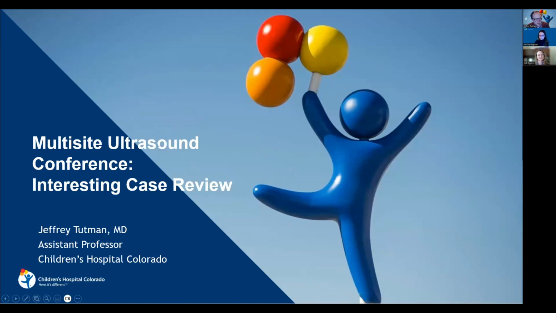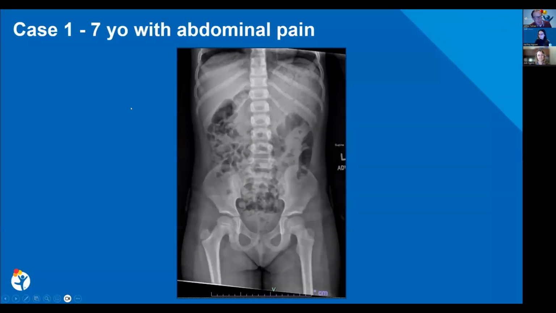This is going to be, I think, kind of a fun session. We don't really have an overarching topic, but we're just going to be showing some of our favorite, most interesting cases. Some of this will just be show and tell. I think some of it will also sprinkle some pearls in there as we go through these cases. So my first case, this was a 7-year-old who came in with abdominal pain.